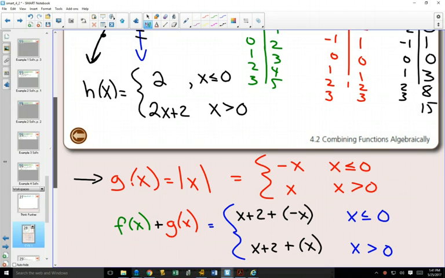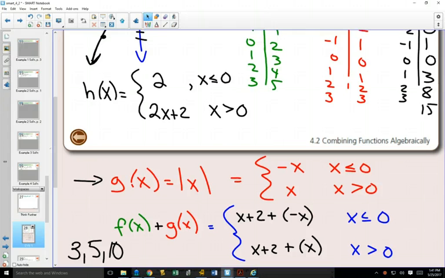Most of the time, you'll get functions that you can just multiply, and they won't have pieces. But if you do get the absolute value, you're going to have to separate it into different pieces. Questions you can do for practice for this one are 3, 5, and 10. We'll do one more example, and then I'll give you some time to try both.